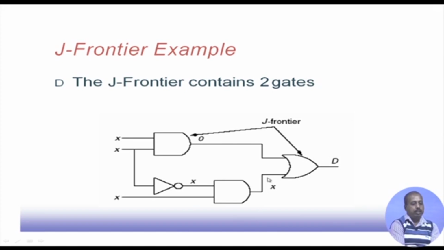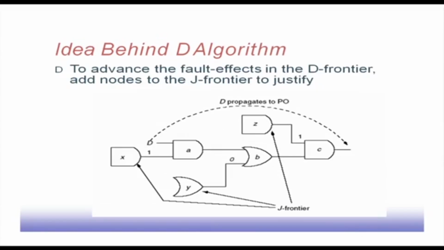So, what is required is to set this x to some value so that the output becomes D. In this particular case, this x should be set to D, that is true. So, these are the J frontier. We have got two things: one is the D frontier, another is the J frontier. So, what is the D algorithm? The D algorithm will try to advance fault effects in the D frontier.